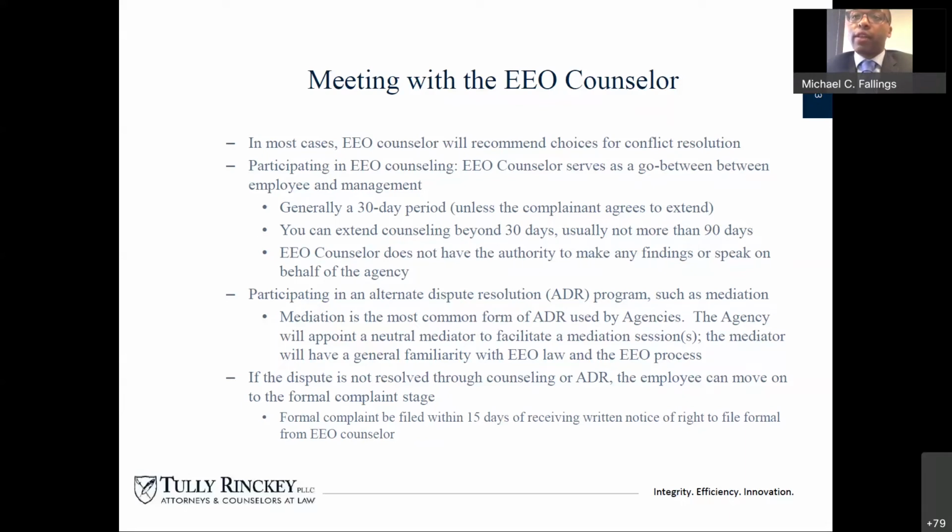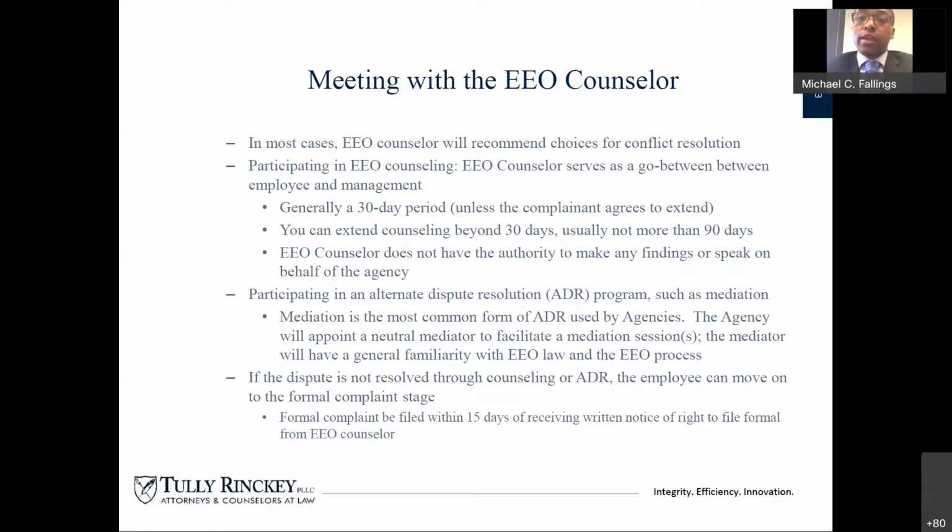And then after the end of the 30-day process, the counselor will issue a counseling report and provide you your options to file a formal complaint. Importantly, the counselor is not there to make any findings or speak on behalf of the agency. The counselor is there to receive your concerns, your complaints, speak with management to get their responses and report that back to you.